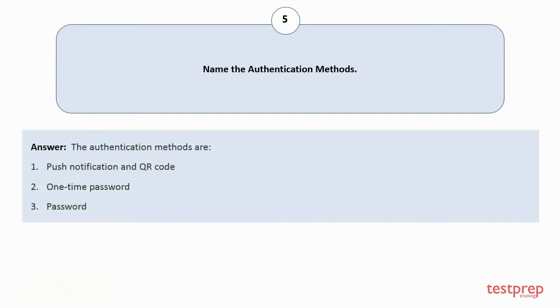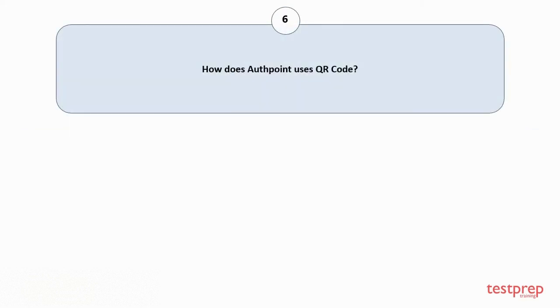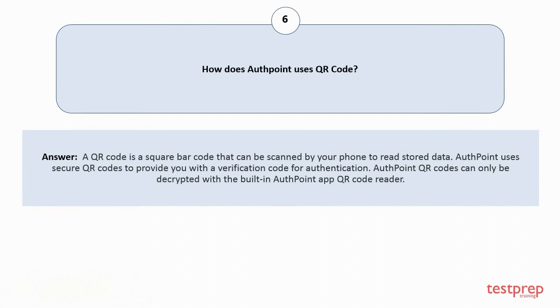Your answer is: the authentication methods are 1. Push notification and QR code. 2. One-time password. 3. Password. Question number 6, how does Authpoint use QR code? Your answer is: a QR code is a square barcode that can be scanned by your phone to read stored data. Authpoint uses secure QR codes to provide you with a verification code for authentication. Authpoint QR codes can only be decrypted with the built-in Authpoint app QR code reader.